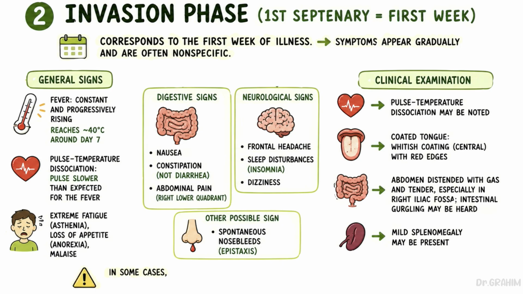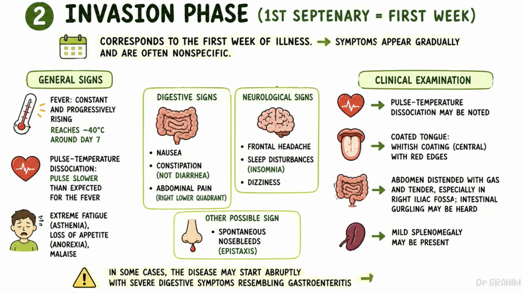It should be noted that in some cases, the disease may start abruptly with intense digestive symptoms resembling gastroenteritis. This can delay diagnosis if typhoid fever is not considered. The established phase, or the second septenary, corresponds to the second week of the disease. At this stage, clinical signs become much more pronounced, making the presentation more characteristic and aiding in diagnosis.